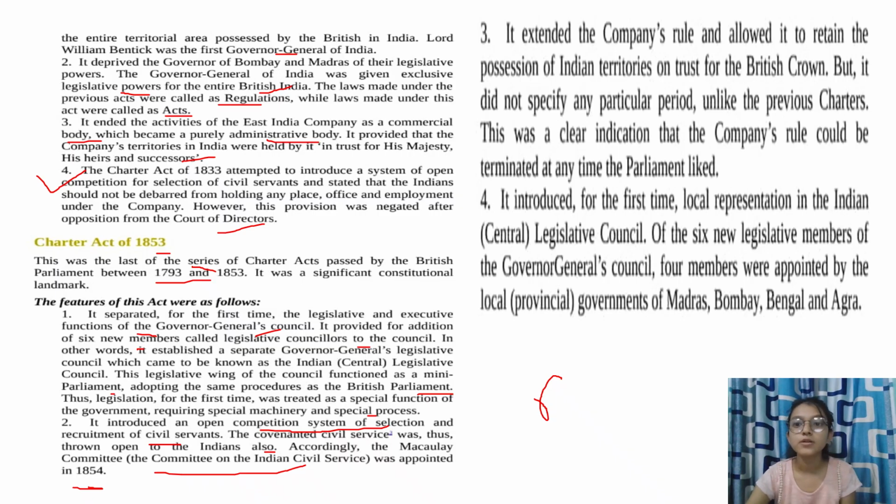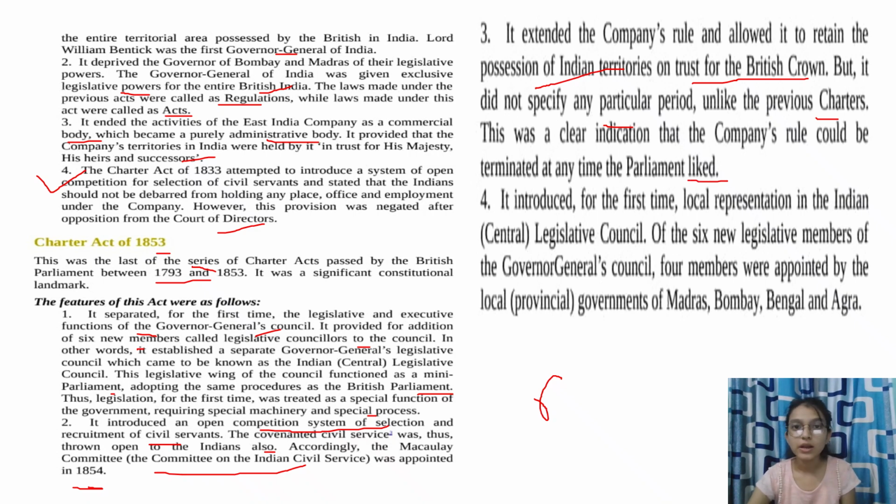It extended the company's rule and allowed it to retain possession of Indian territories on trust for the British Crown. So the company was still allowed to administer over the Indian citizens. It did not specify any particular period, unlike the previous charters. This was a clear indication that the company's rule could be terminated at any time by Parliament.